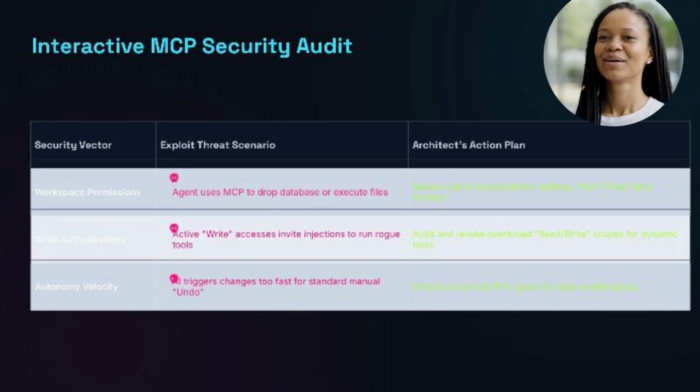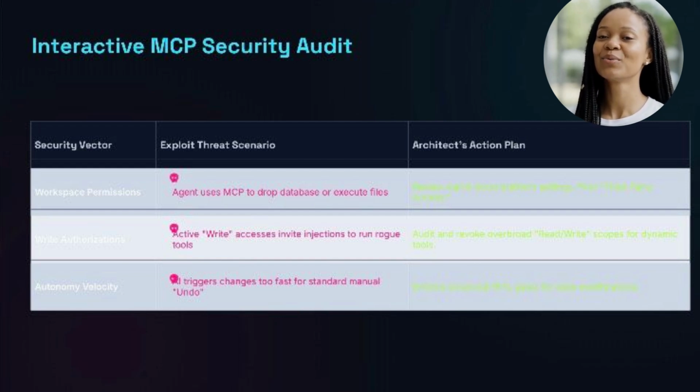First vector, workspace permissions. Look for third-party access or connected integrations. Do you see any apps where an AI-driven tool has been granted full mailbox or cloud access? That is your database dropping file execution exploit vector.